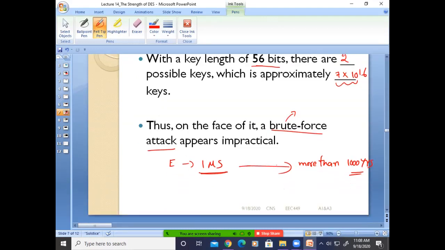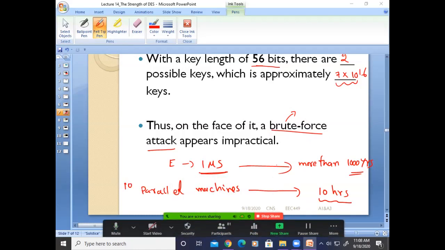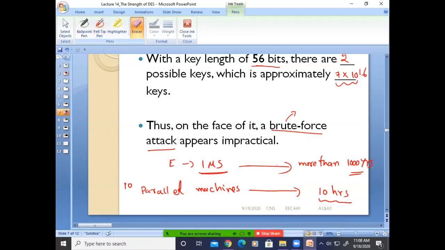But when we implement parallel machines, and each machine takes 1 microsecond for one encryption, searching the key will be reduced to only 10 hours. These parallel machines may be 1 million parallel machines. It will not be like 10 parallel machines will do the work; it will be more than a million. So just remember that parallel machines will reduce the key search time to around 10 hours.